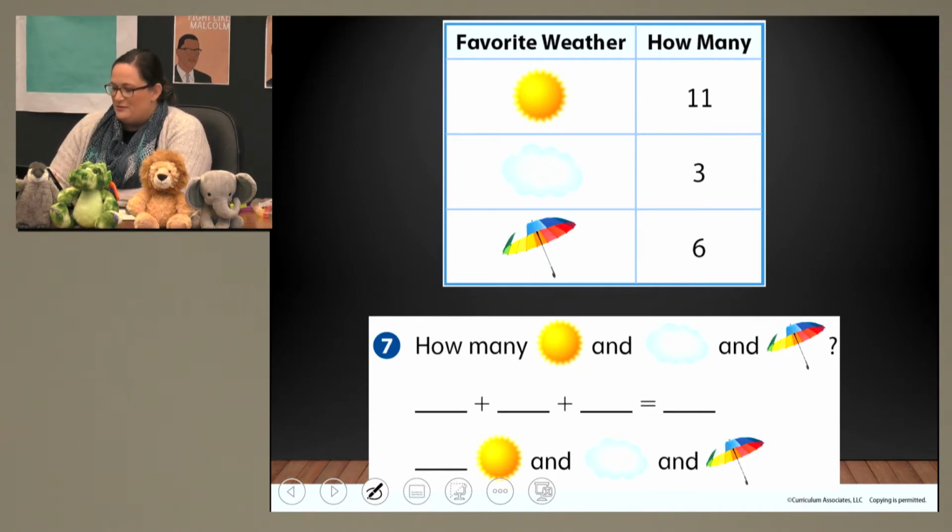So the first number in our equation here, I want you to write it with me on your board, is going to be sunny. How many sunny? 11. How many cloudy? 3. How many rainy? 6.